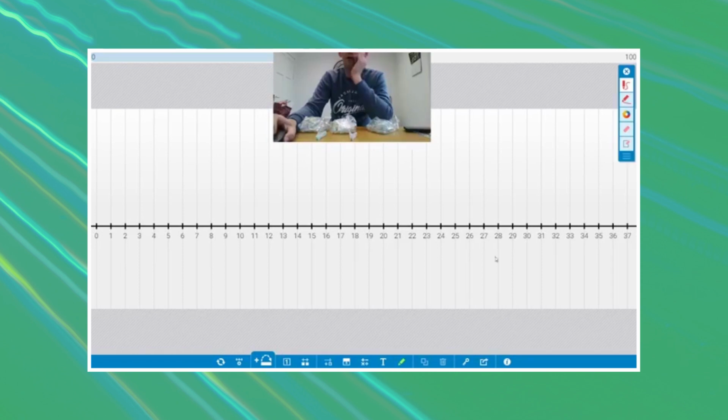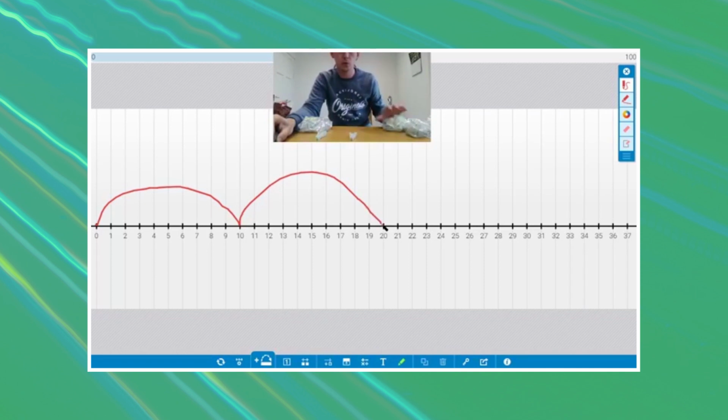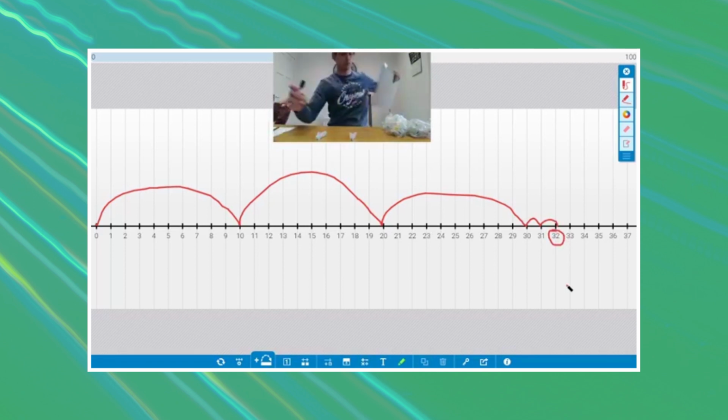Let's count our jumps once again. So counting tens first of all. We're going to do a big jump in 10 for 1 lot of 10. So 10, 20, 30, and the 2 left. 1, 2. So the answer, as everyone was saying, is 32.